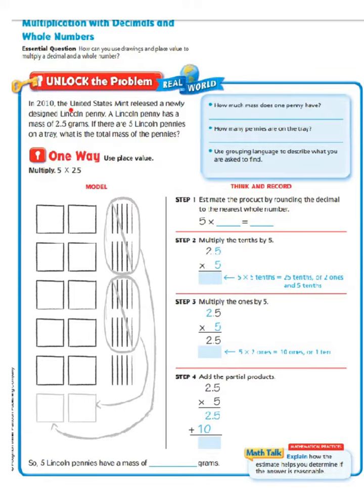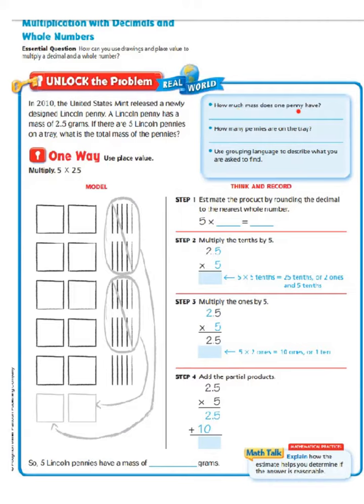In 2010, the United States Mint released a newly designed Lincoln penny. A Lincoln penny has a mass of 2 5/10 grams. If there are 5 Lincoln pennies on a tray, what is the total mass of the pennies? Well, let's think about what's important within that word problem. So let's go over here and let's read our questions to figure out what information we need to pull out.